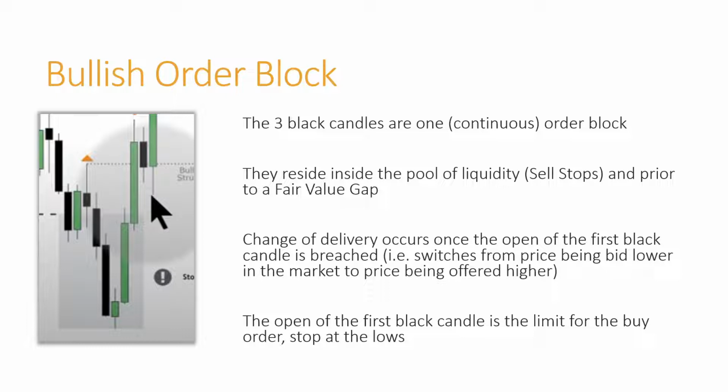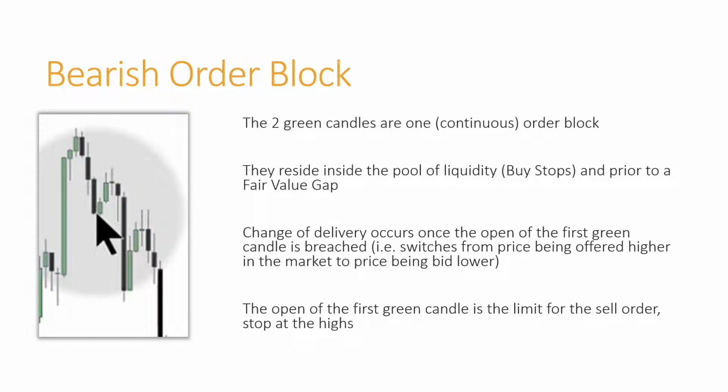So what this means is that price switches from being bid lower in the market to being offered higher in the market. And so if we wanted to use this bullish order block as a setup, we would use the open of that first black candle as the limit for our buy order, and we'd put our stop at the lows of that formation. As you'd expect, the bearish order block is just the converse of our bullish order block.